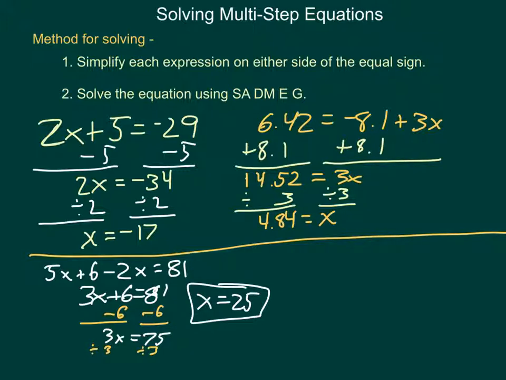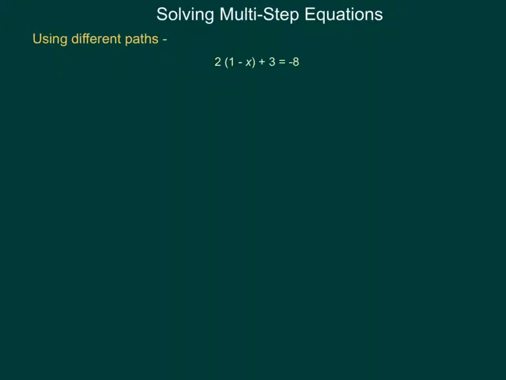Now with this, there are some situations, some opportunities where multiple solving methods are possible. Let's take a look at one such situation. So using 2 different methods, I'm going to solve the equation 2 times (1 minus x) plus 3 equals a negative 8. Now, the first method I'm going to use for solving this is to use distribution first.